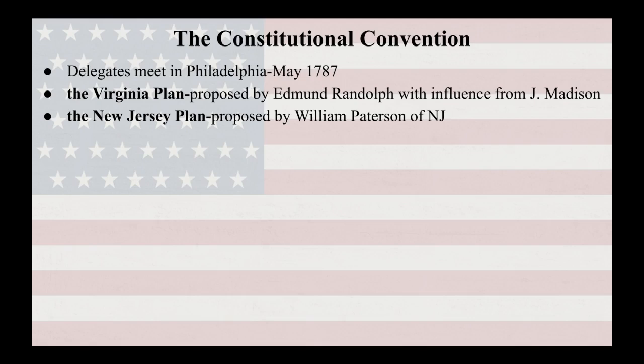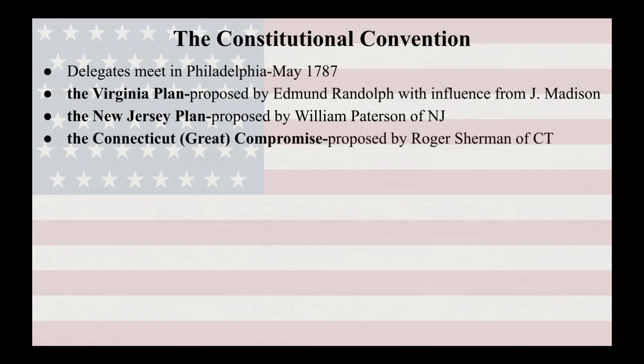And so we've got a lot of ultimatums being flung back and forth by these large states, by these small states. And so what do we do? Well, we have to compromise. And so what emerges is the Connecticut, or the Great Compromise, proposed by Roger Sherman of Connecticut. And the debate will culminate with this Great Compromise to create a bicameral legislature. So we're going to have a two-chambered legislature. The lower house, which is the House of Representatives, will be decided based upon the population of each state.